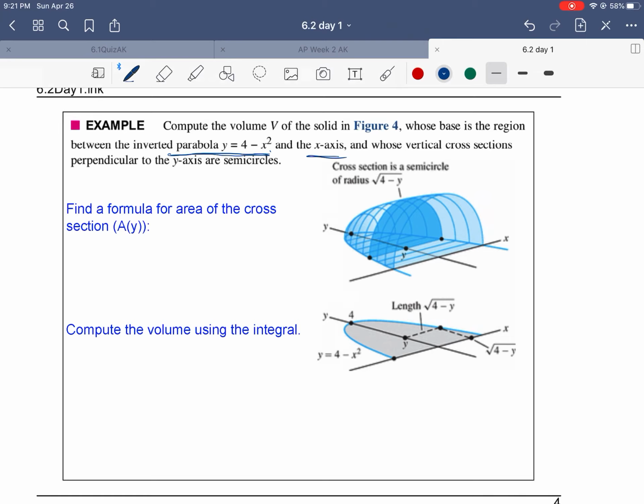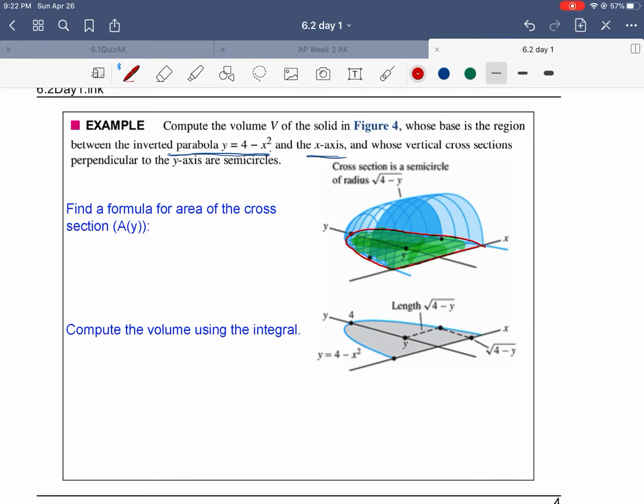In our graphing calculators, in Desmos, we're just graphing 4 minus x squared. Right, and that's giving us this parabola and the x-axis. So we have our shape right there. Okay. Now, in 6.1, we would find the area of that shape. In 6.2, we're turning that area into a volume. And let me keep reading.